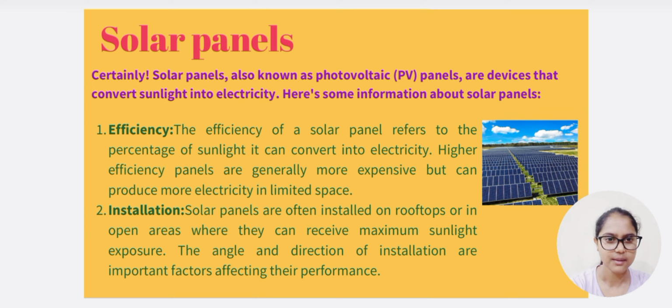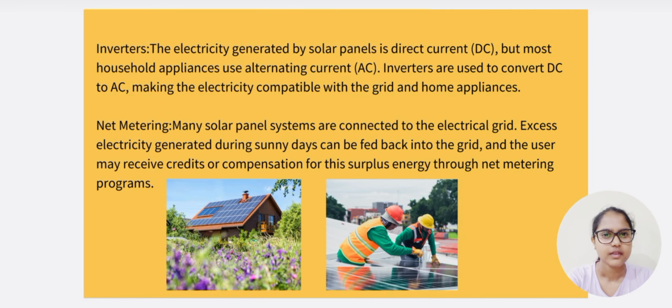Installation. Solar panels are often installed on rooftops or in open areas where they can receive maximum sunlight exposure. The angle and direction of installation are important factors affecting their performance. Inverters. The electricity generated by solar panels is direct current, but most household appliances use alternating current. Inverters are used to convert DC to AC, making the electricity compatible with the grid and home appliances.